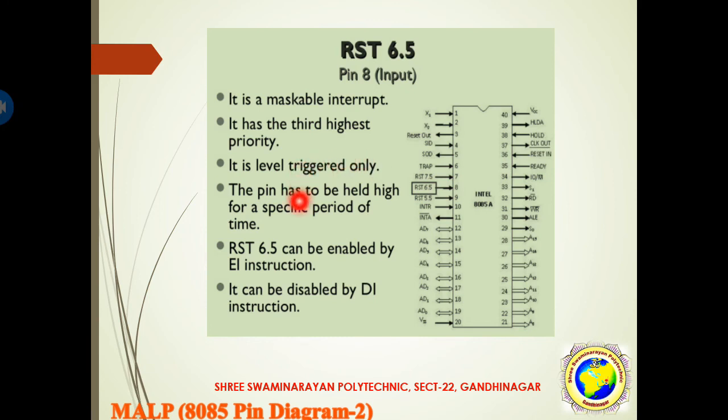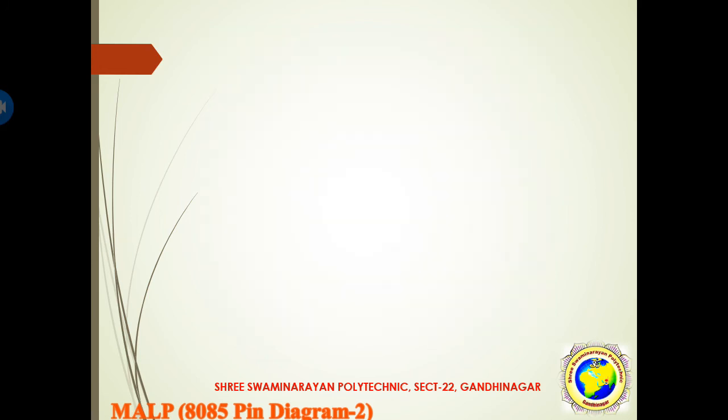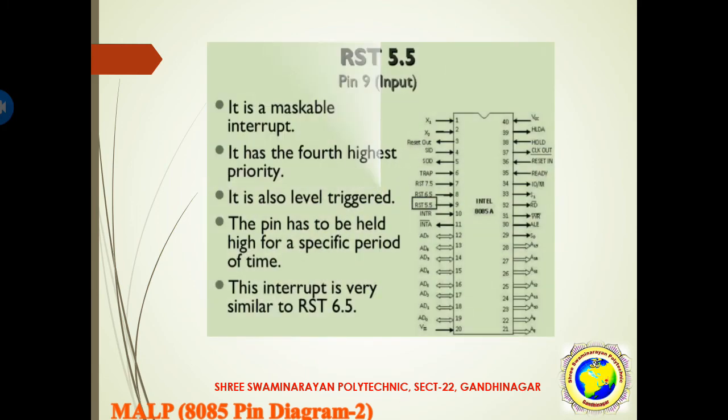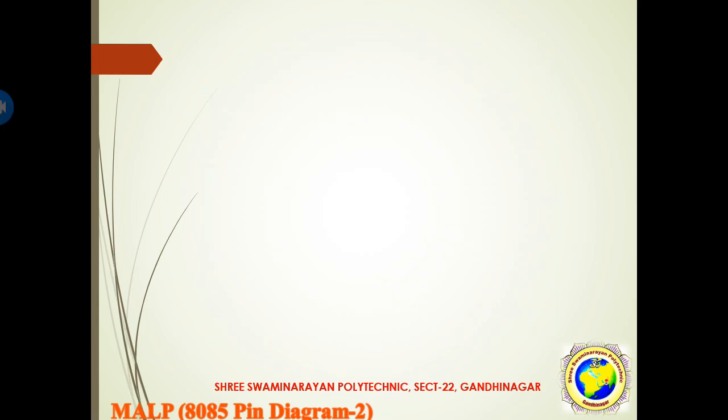6.5 is maskable, has the third highest priority, and is level triggered. This pin has to be held high for a specific period of time. It can be enabled by the EI instruction and disabled by the DI instruction. Now next is RST 5.5, which is pin number 9. It is also a maskable interrupt with the fourth highest priority. It is also level triggered and is held high for a specific period of time. It is very similar to 6.5. Okay.